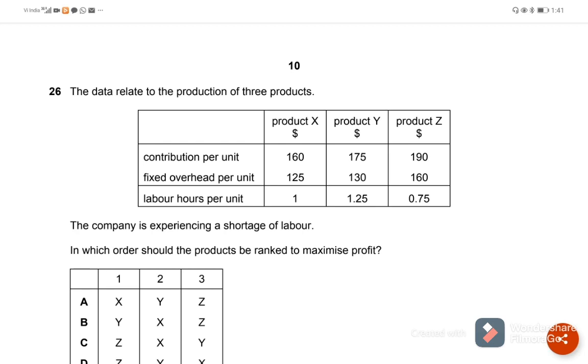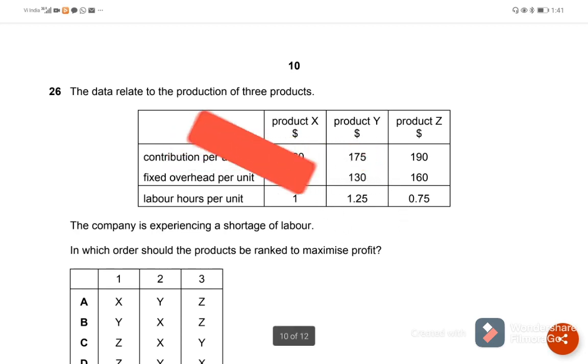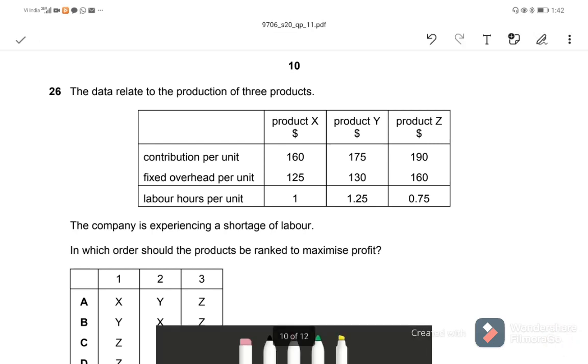In this video, we are going to solve Summer 2020 Paper 11, question number 26 to 30. If you didn't watch my previous videos, please watch those videos first to get the continuation. Let's start. Question number 26.